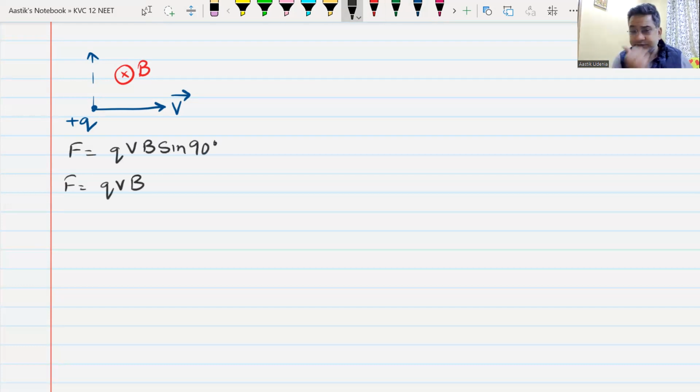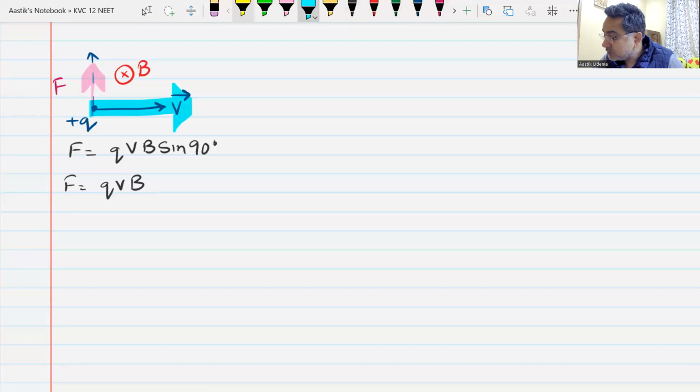To find the direction, V, B is going inside. The force will come on the y-axis. So the direction of force will be here like this. Your velocity is like this, your magnetic field is inside, your force is coming on the top. First I will give you examples, then I will give you time that you can note it down.